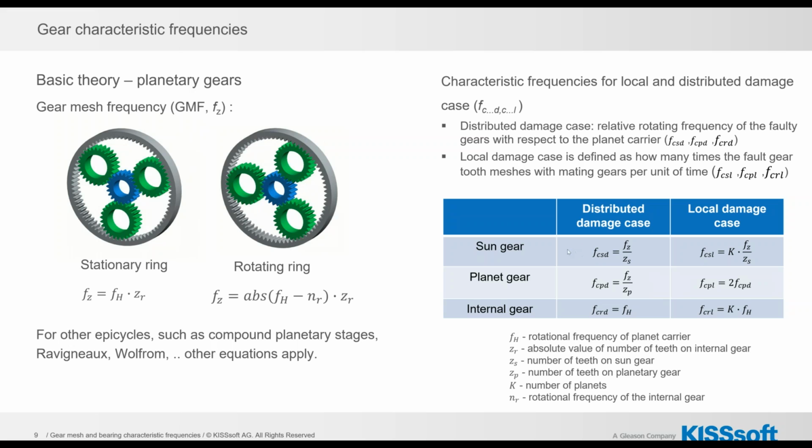If we just look at the equation for the sun gear, the distributed damage case frequency would be calculated by dividing the gear mesh frequency by the number of teeth on the sun, while the local damage case would be higher. It would be higher by the number of planets in this planetary gear. So it would be 3 times as high because the sun is in contact all the time with all 3 of the planet gears.